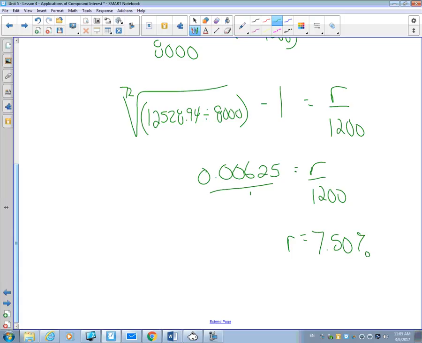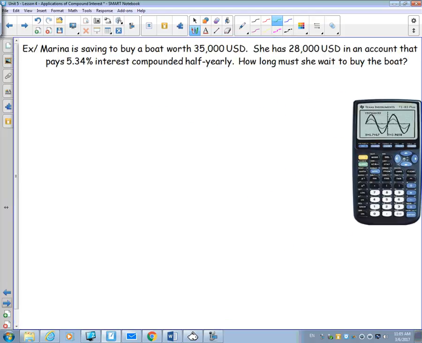Not bad to do. Okay, next thing we want to be able to solve for sometimes. We've got Marina. She's saving to buy a boat worth $35,000. She has $28,000 in an account that pays 5.34% interest. How long must she wait? So I want to solve for n this time. So our equation's the same.